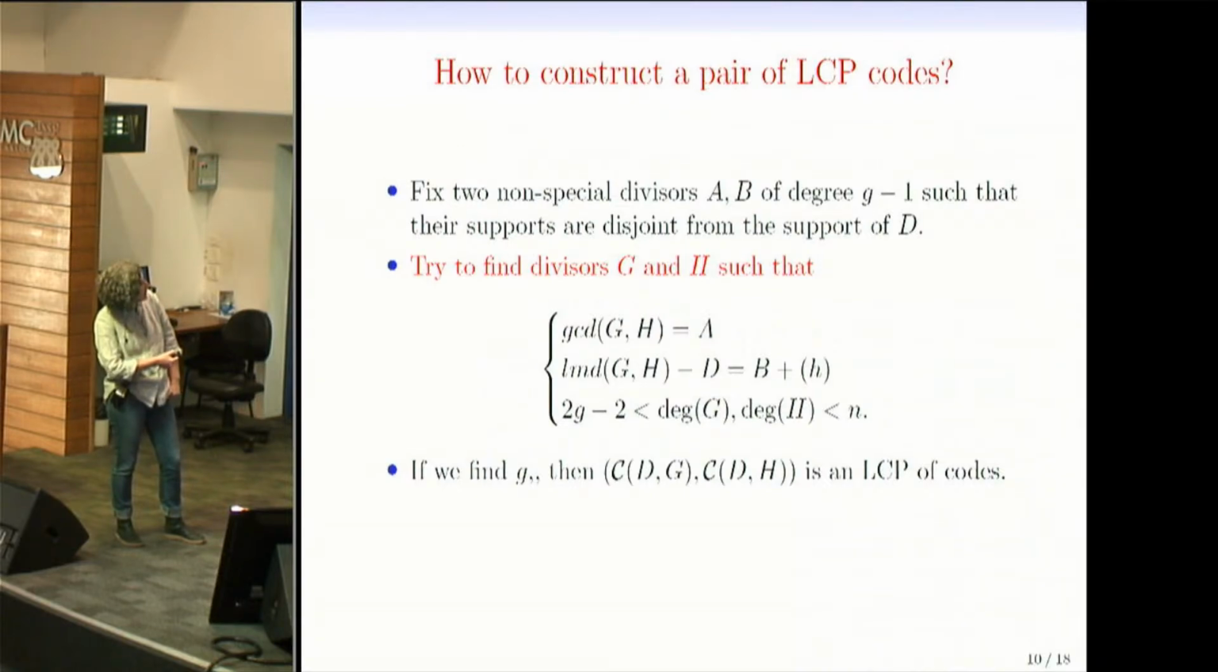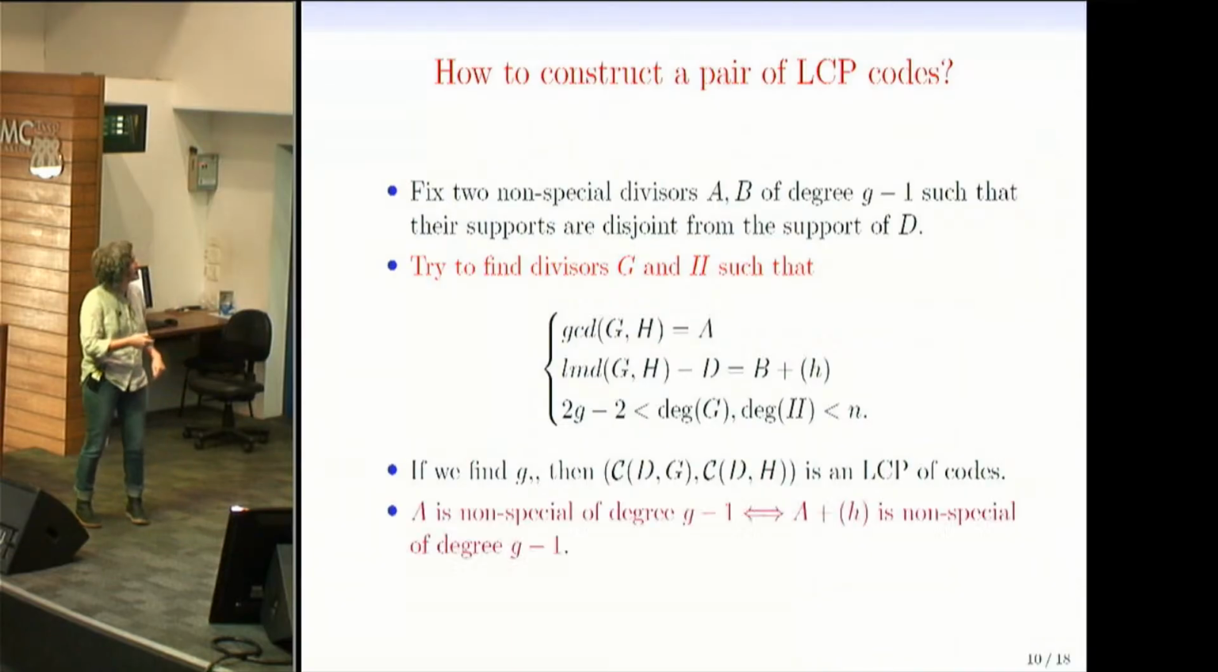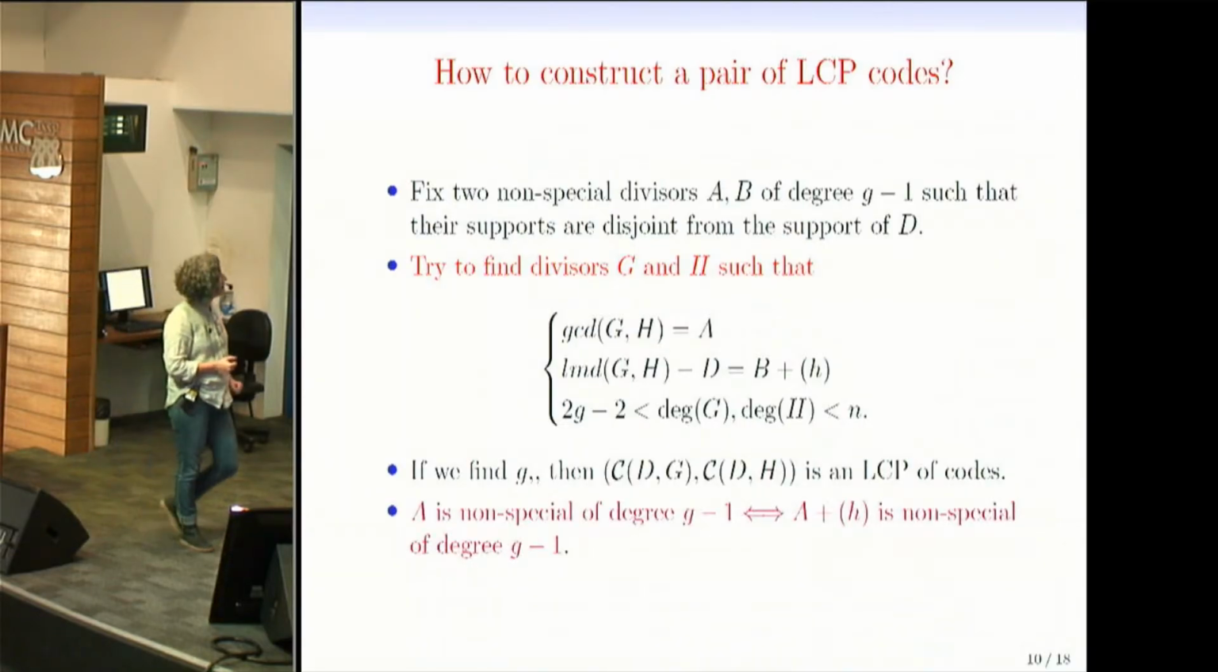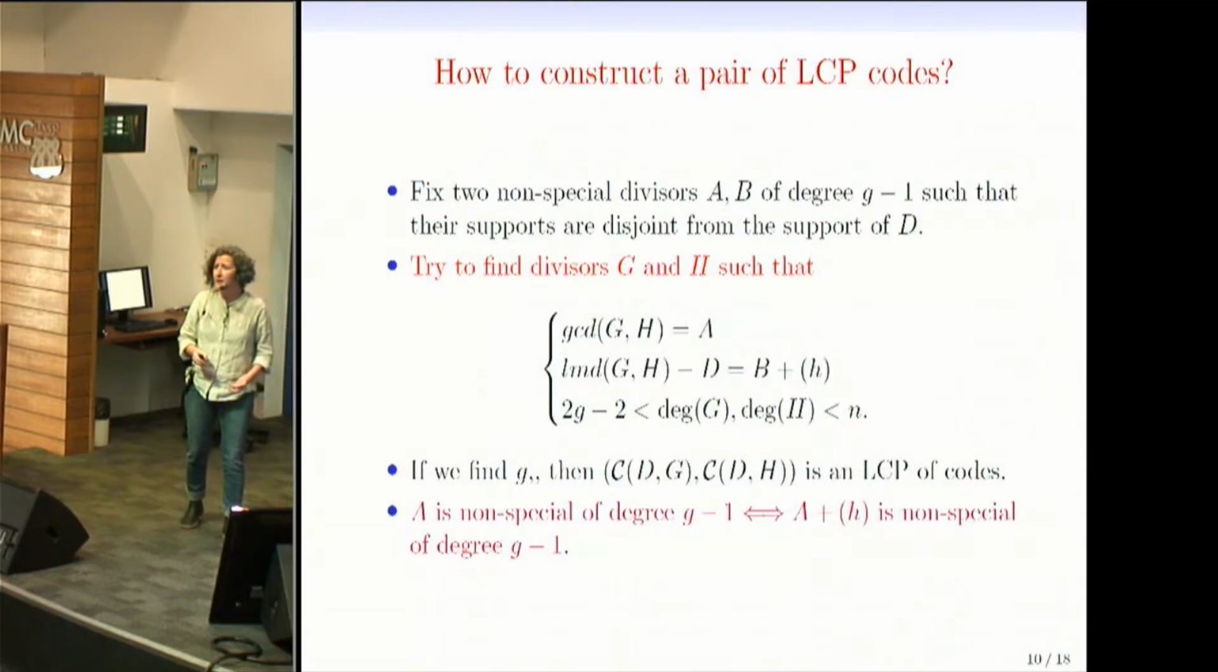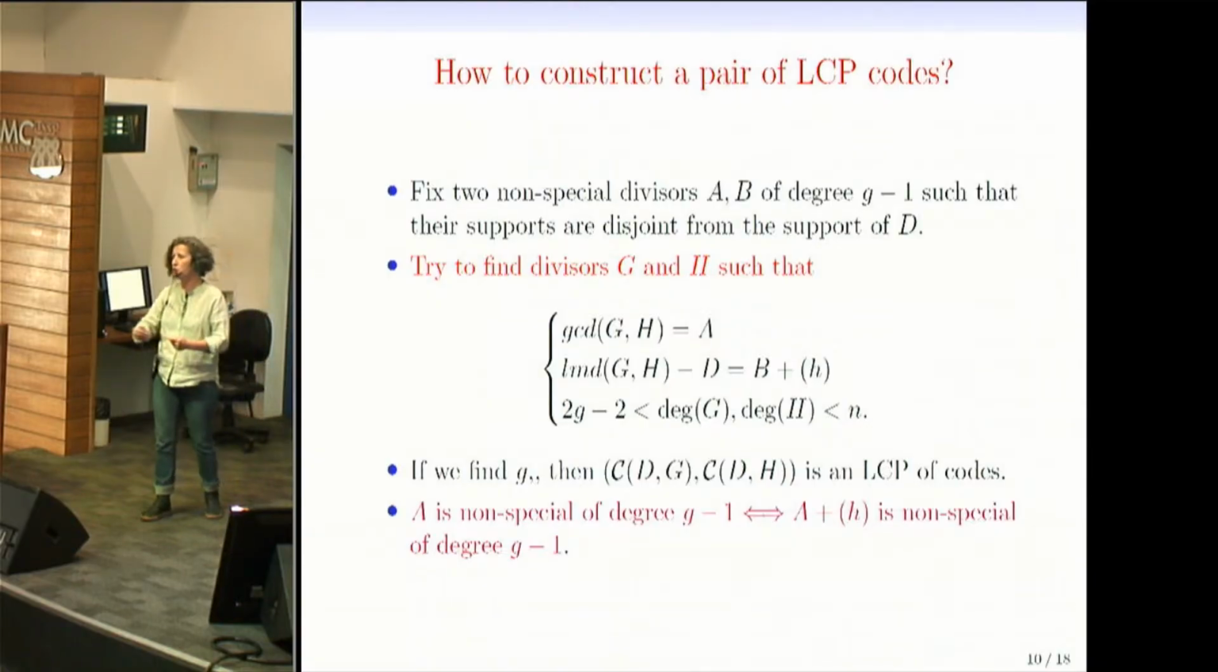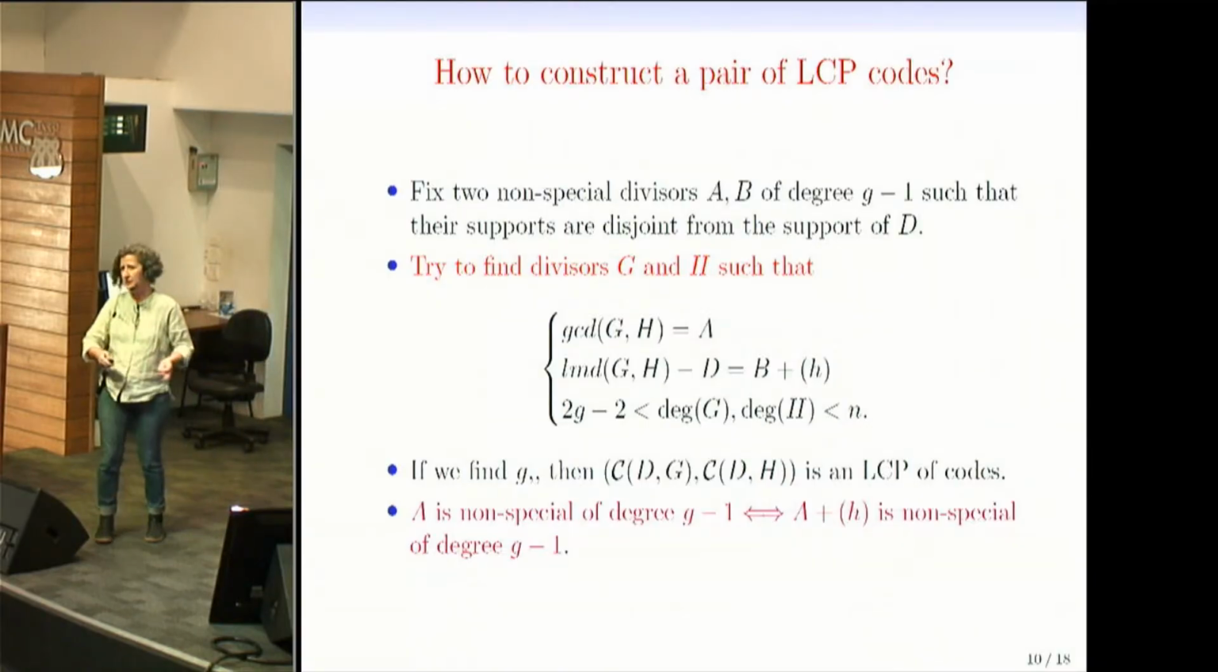So yeah, if we find, oh, there is a typo here, huge typo, but if we find the G and H, then this is going to be a linear complementary pair of AG codes. So this is what we have to do. So what we did first, well, this I just said, we made a general construction for Kummer extensions and then applied it to some curves.